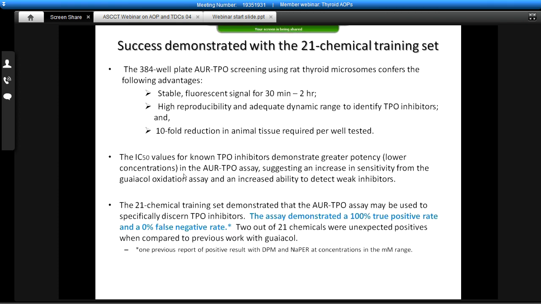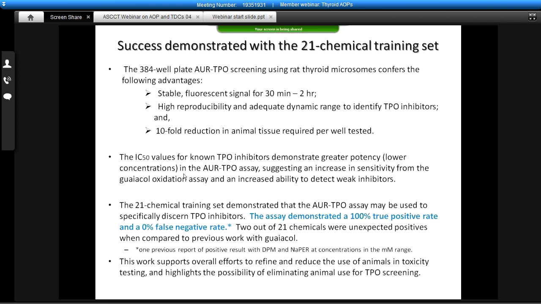And finally, just to point out how successful this is, the assay demonstrated a 100% true positive rate and a 0% false negative rate, just with the side note that there was one previous report of a positive result with 2 of the chemicals tested far above the concentration range that we tested. And just to hit home on the 3 R's, this work certainly supports efforts to refine and reduce the use of animals in toxicity testing. And later in this talk, I'll show you some pilot data on the possibility of eliminating animal use for TPO screening.